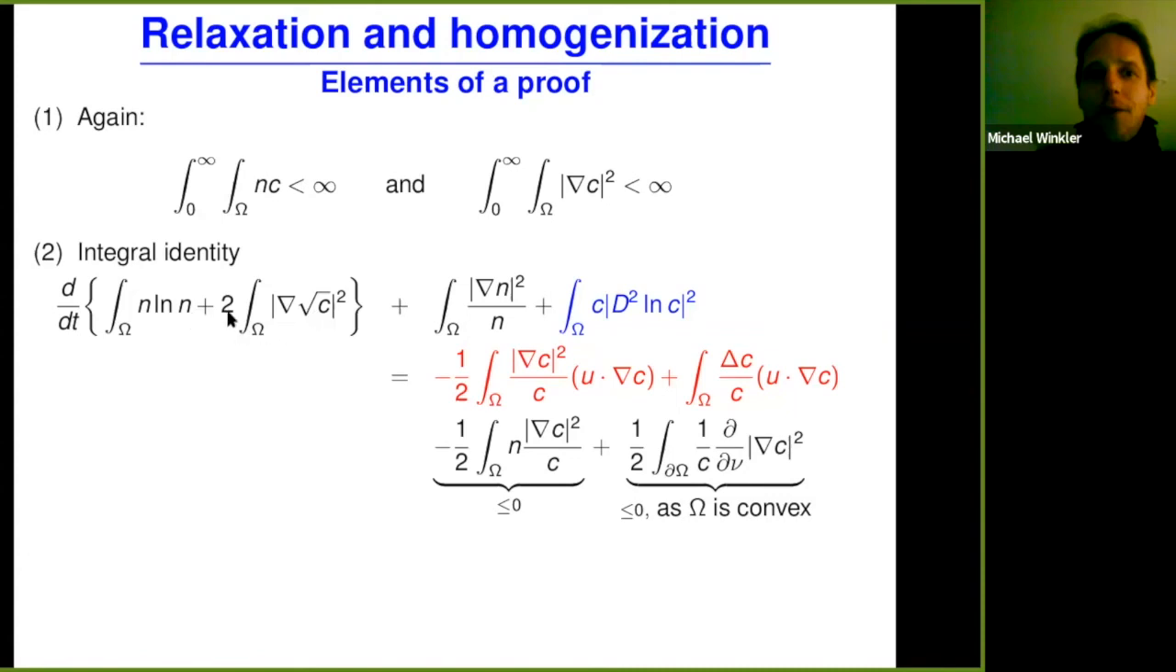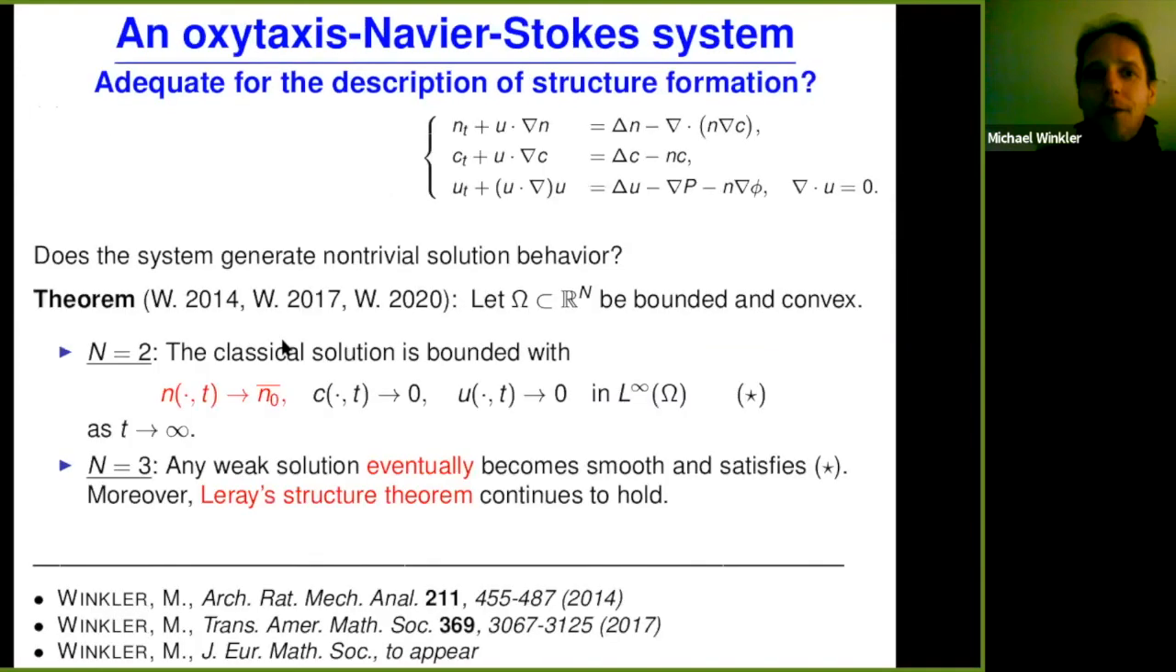And if you combine these 2 things, you have a favorable combination. You have a favorable cancellation in the cross-diffusion part. This is precisely cancelled by the, let me go back.